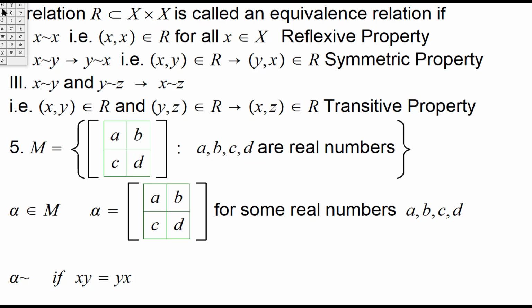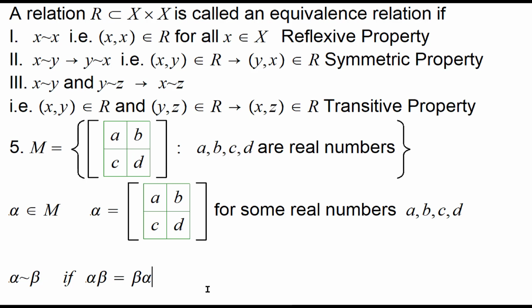Okay, so here we go. Alpha is related to beta if they commute via multiplication. So we got this, and even if I change the place of alpha and beta, it still remains the same. So we have to check whether this gives us an equivalence relation on the set of matrices.